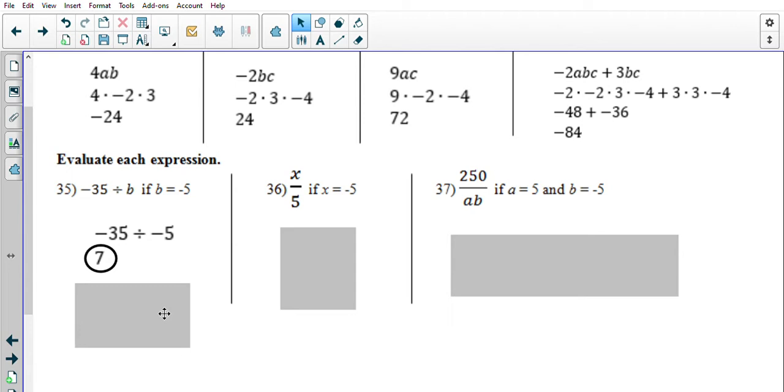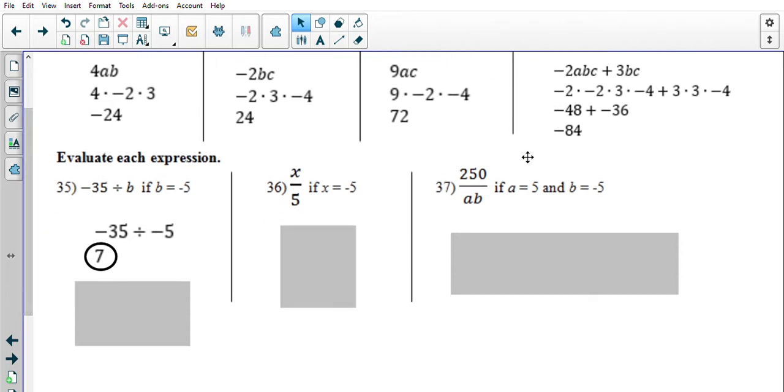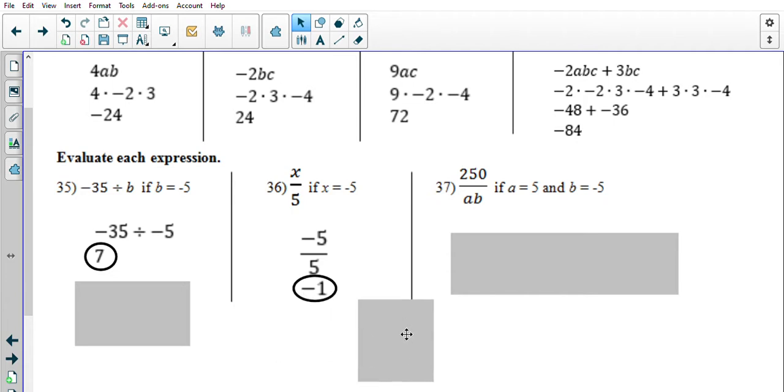I don't want to spend a lot of time on these because we saw a lot of questions like this at the end of our last video, which are a little bit higher level, more pre-algebra related. These might be for some of the students who are maybe struggling a bit more to get some additional practice. Number 36, we have x over 5. So we've got negative 5 over 5, and that's division. Remember that fraction bar. Negative 5 divided by 5 is negative 1.